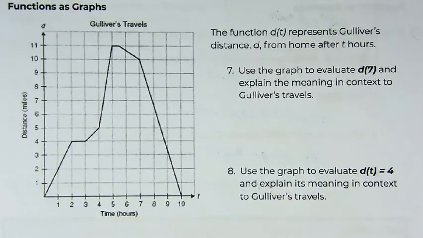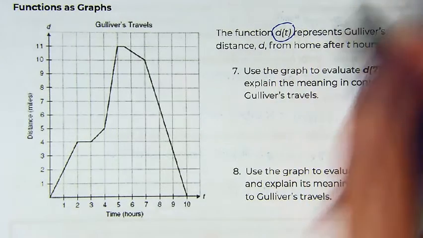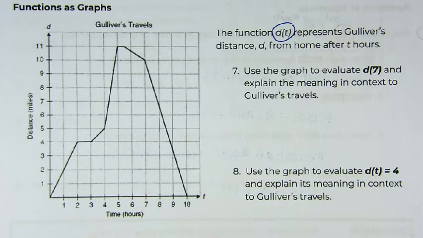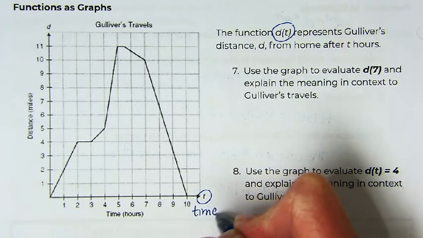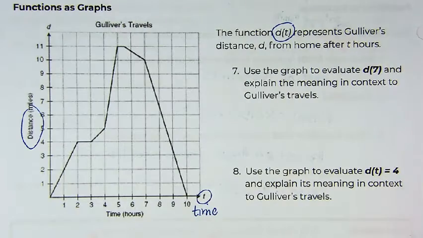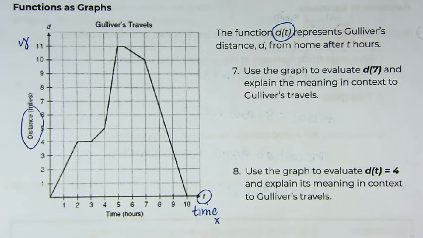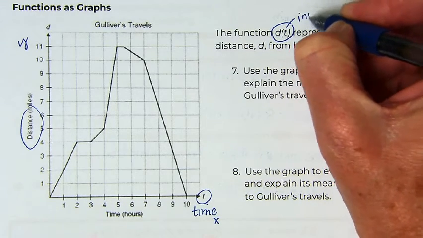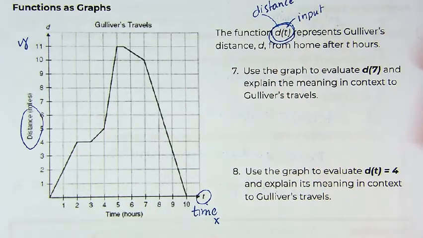The next thing we're going to do is learn how to read a graph. And again, this function notation, now we're using letters that make sense with the story problem here. This function represents the distance d that Gulliver traveled from home after t hours. So the input is time and the output is distance. So like this is your x-axis and this is your y-axis. That's the same thing, your input and your output. So time is the input. This whole thing is representing the distance as a function of time as the output.